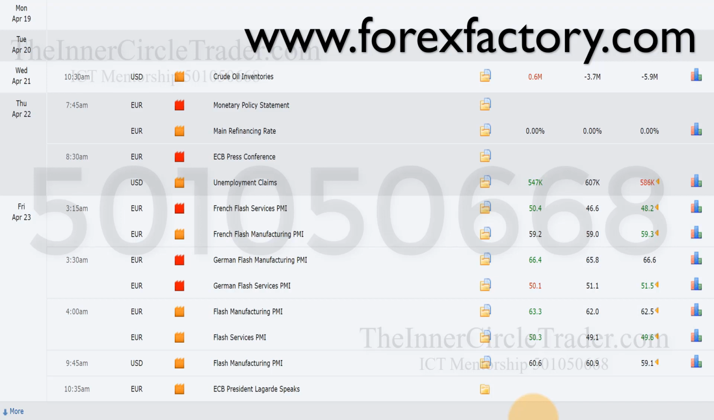This is the entire week of April 19th through April 23rd. Notice there's a vacuum of high impact or medium impact euro news on Monday and Tuesday. You see that? How about Wednesday? Was there any euro news? No. Now Thursday, we come in like gangbusters with a monetary policy statement, which is high impact, and then main refinancing rate. This is at 7:45 a.m. New York local time. So it's in the New York kill zone.